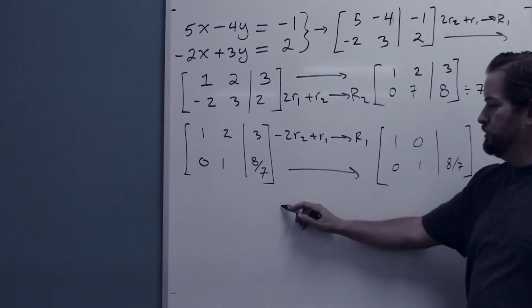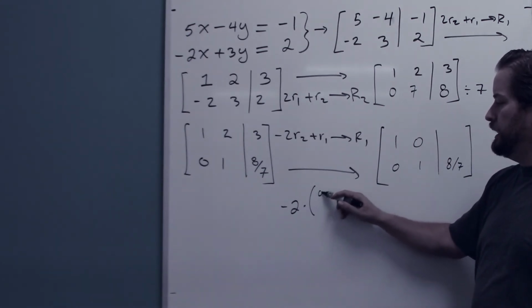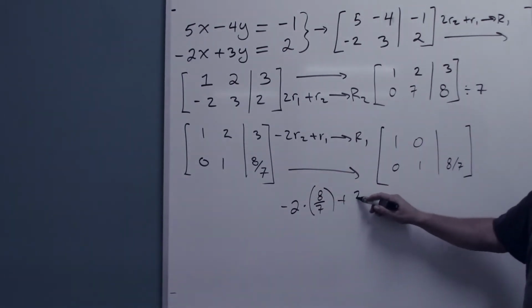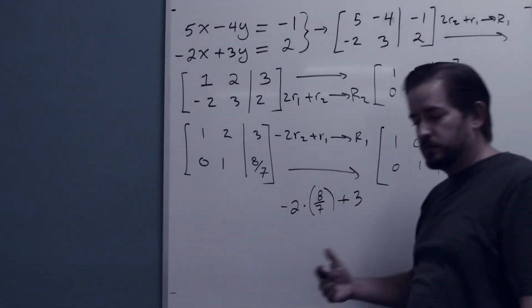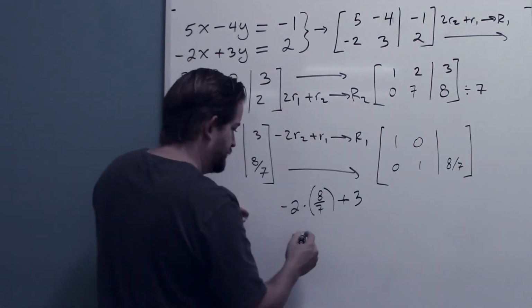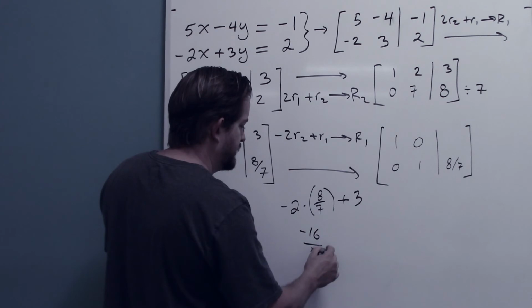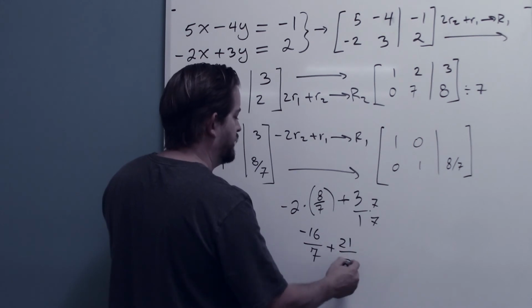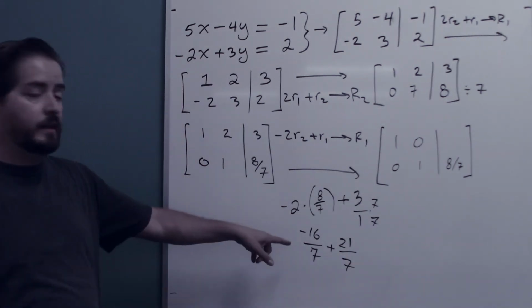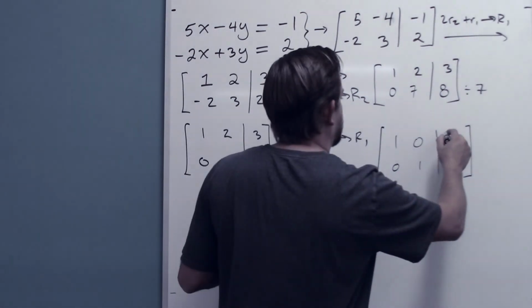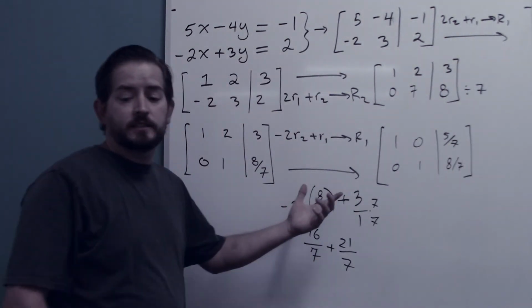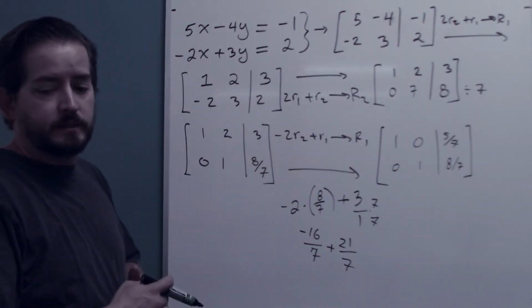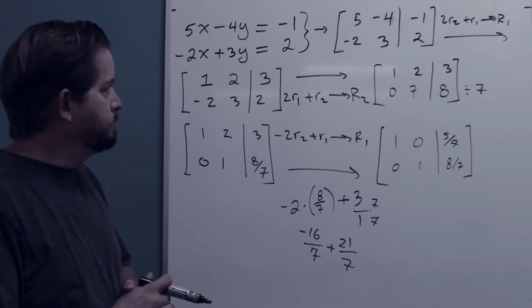Negative 2 times row 2, I'm going to write this out. Negative 2 times 8 over 7 plus row 3, which is 3. So I might have to think about this one a little bit, write it down, do it. But this is negative 16 over 7. There's no simplification to be done there. 3, if I call that 3 over 1 and multiply it by 7 over 7, that's plus 21 over 7, right? And that's 5 over 7. And that's my answers. X is 5 over 7, Y is 8 over 7, and I'm done. And that's my deal.